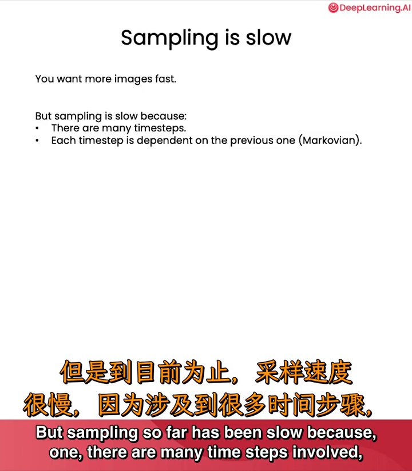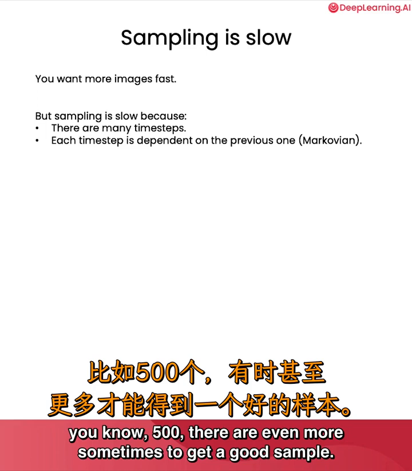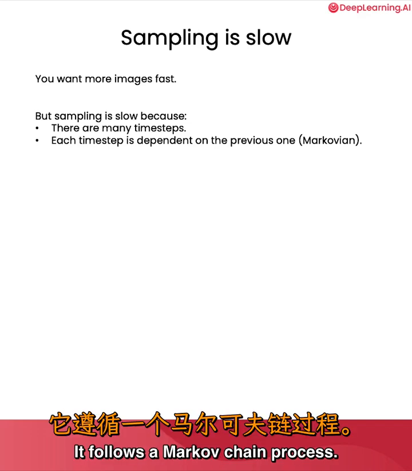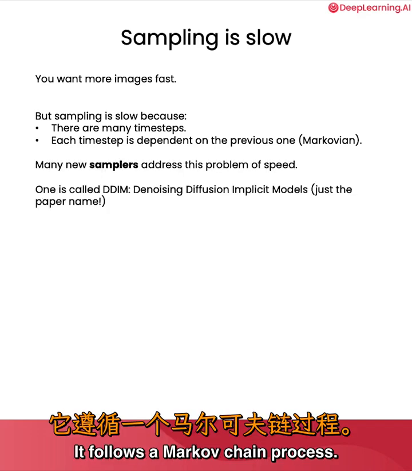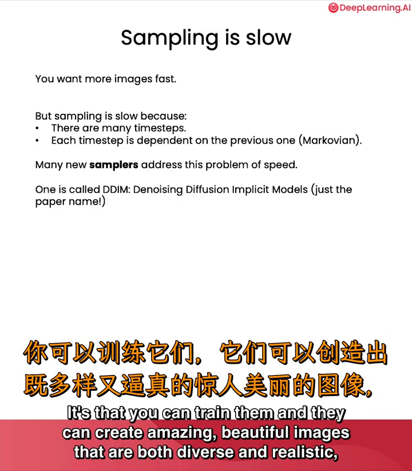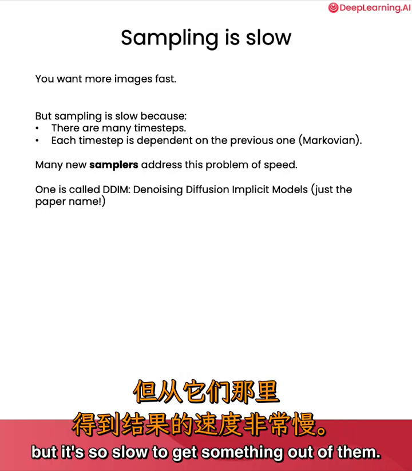But sampling so far has been slow because, one, there are many time steps involved, 500, and there are even more sometimes to get a good sample. And also each time step is dependent on the previous one. It follows a Markov chain process. But thankfully, there are many new samplers here to address this problem, since this has been a long-standing problem with diffusion models. It's that you can train them and they can create amazing, beautiful images that are both diverse and realistic, but it's so slow to get something out of them.